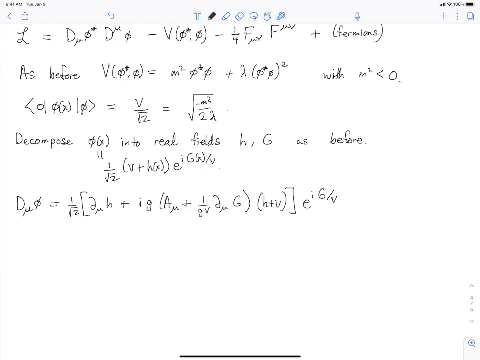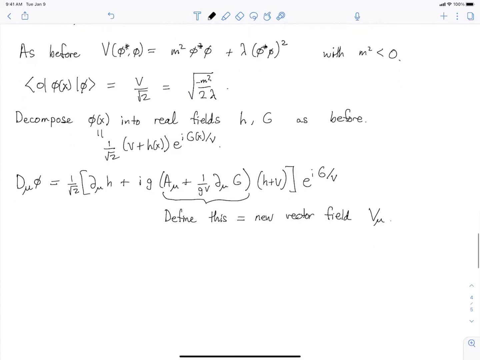And it's going to be useful to define this combination of fields as a new vector field. And let's call it v mu, for vector. All right, so I'm just redefining my vector field. v mu is just this linear combination, which appears in this nice way.